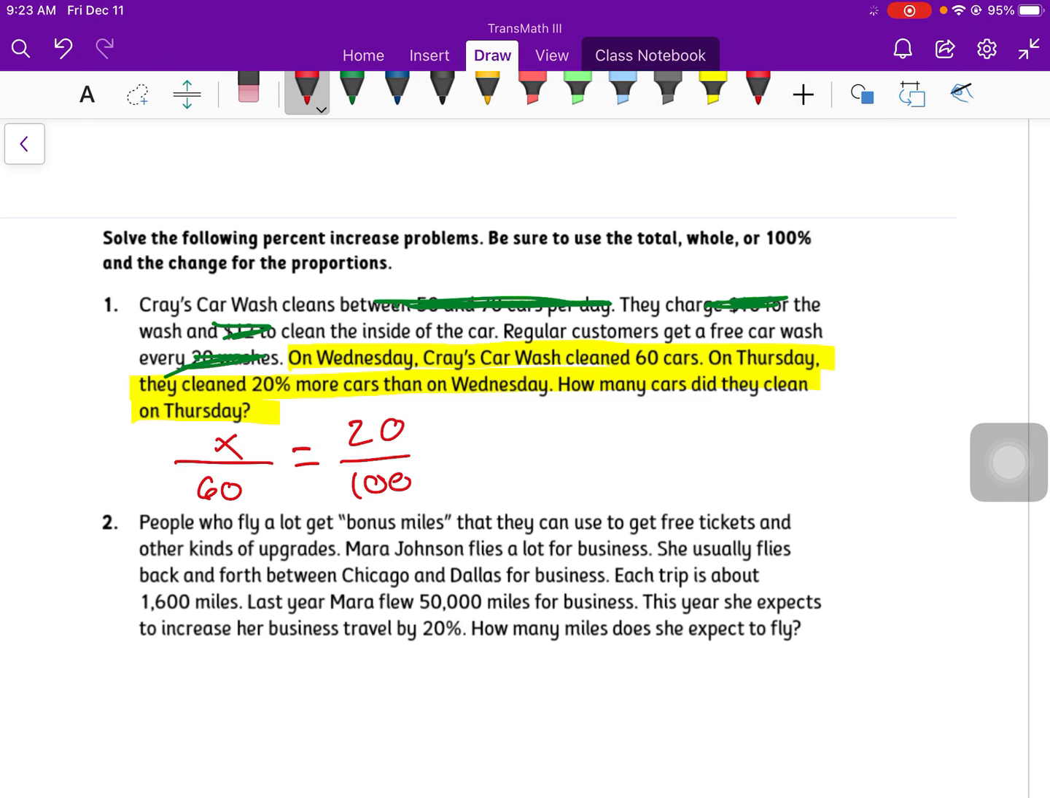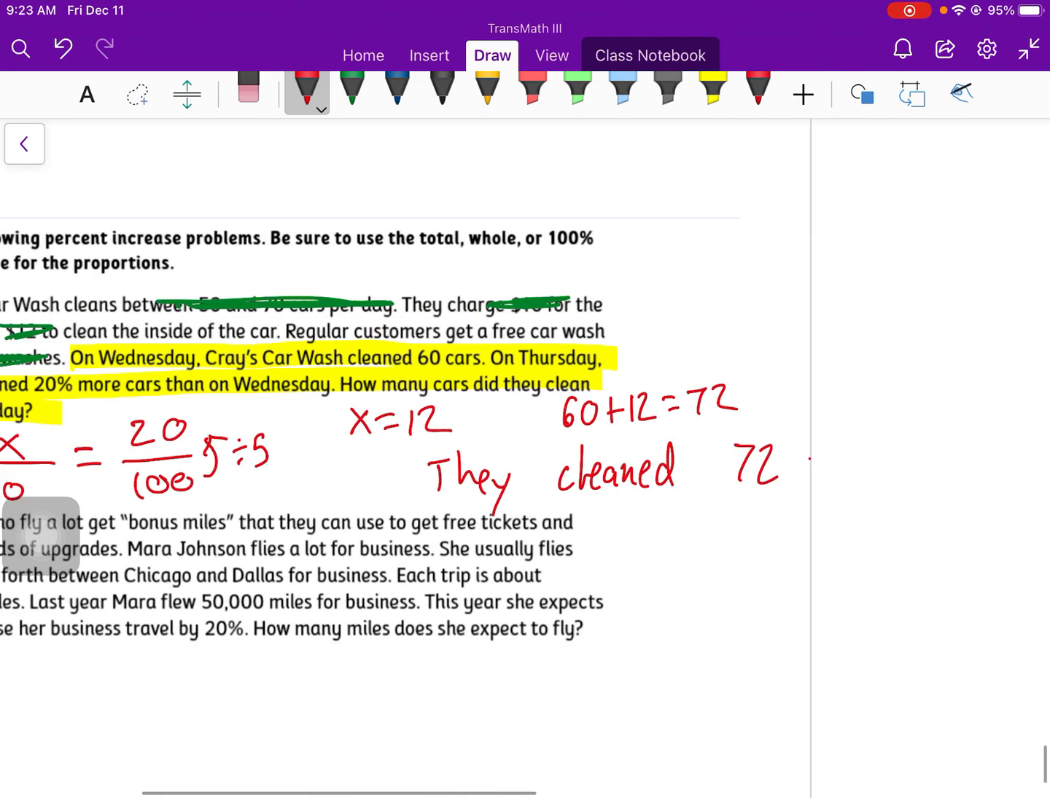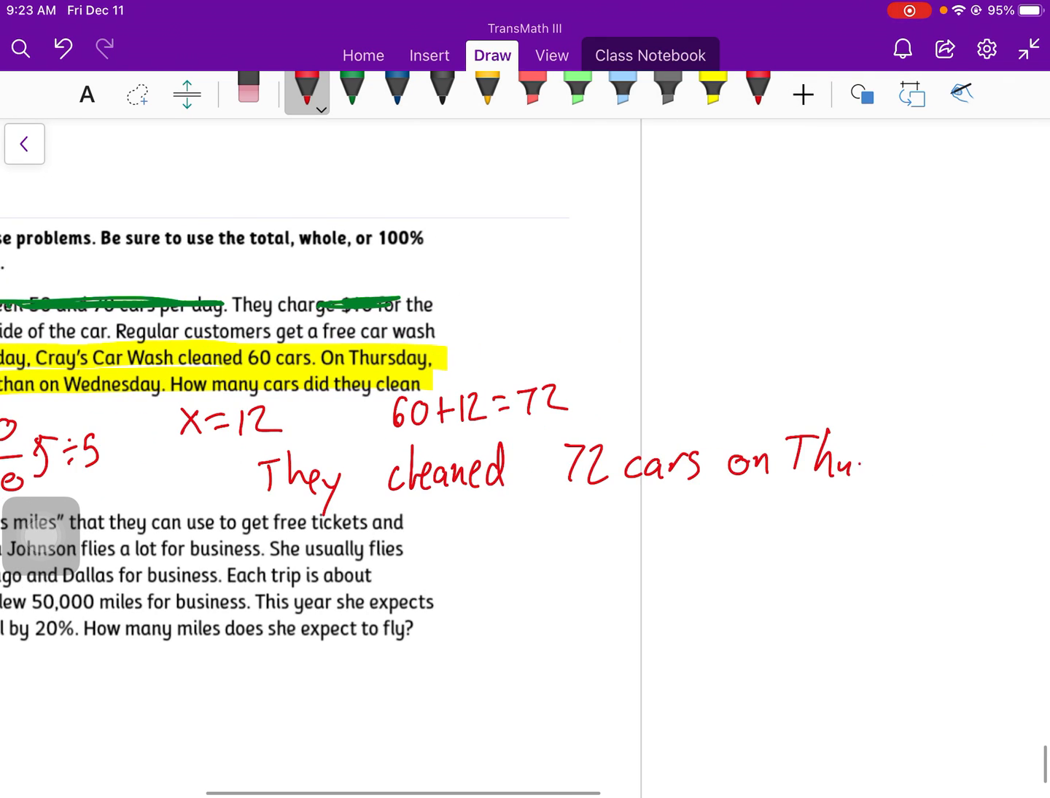That's 20 out of 100. All right. You could divide this by 5, or you could have simplified to 1/5 and then divided by 5 or multiplied by 12. It really didn't matter. Either way, you're going to get X equals 12, so they had an increase of 12 cars. So how many did they clean? 60 plus 12 is 72. They cleaned 72 cars on Thursday.